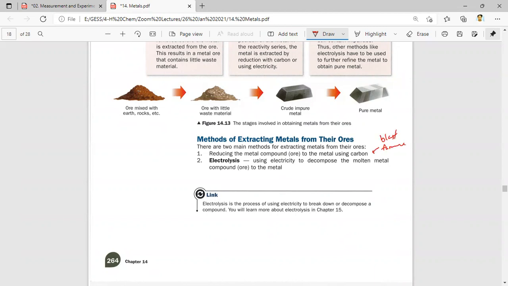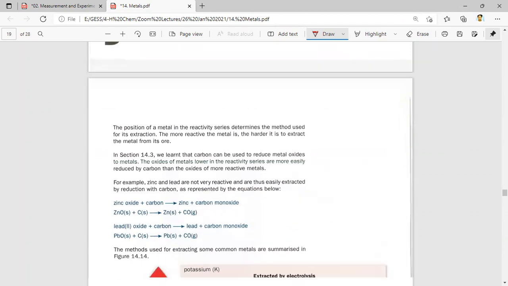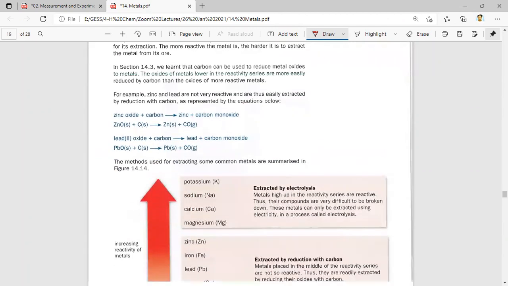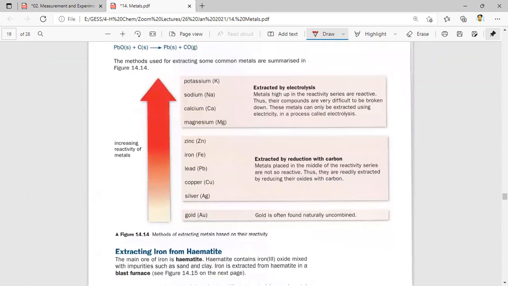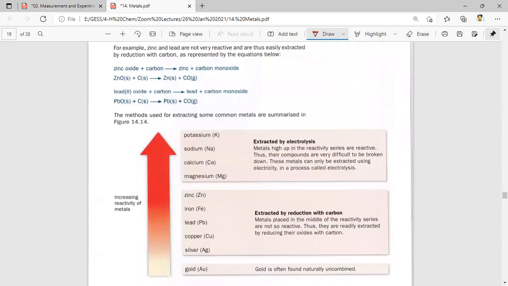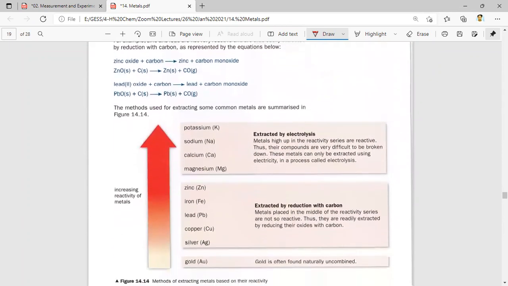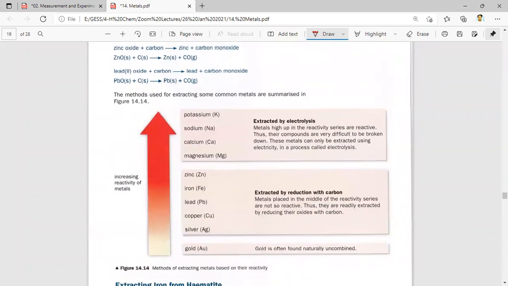The next one we're going to look at is electrolysis. So electrolysis also can be used to extract the metals. Now, at this point, I want you to take a look at this. So the question is, when do we use electrolysis? When do we actually use reduction by carbon? Electrolysis is generally used for those above carbon. So you realize all these are above carbon. Hence, I will use electrolysis because I cannot use carbon to extract it.